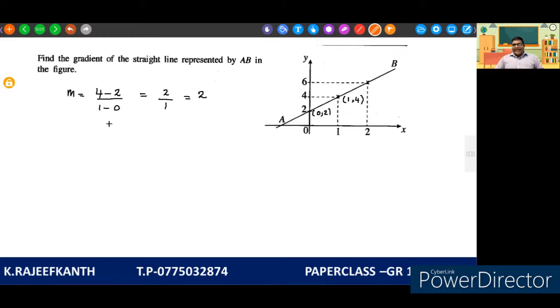Right? Gradient is equal to difference of y coordinates over difference of x coordinates. Here we know the coordinates of 2 points. So here I take this one as y1 as 4. Then 4 minus 2 over 1 minus 0. Then that is 2. Then next one.